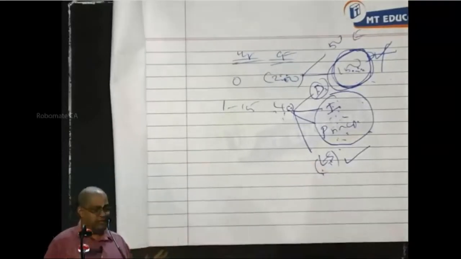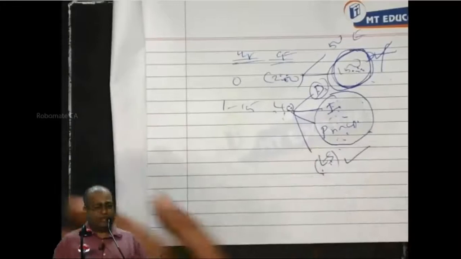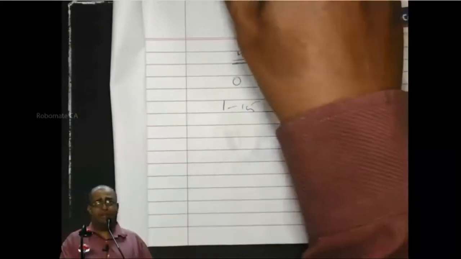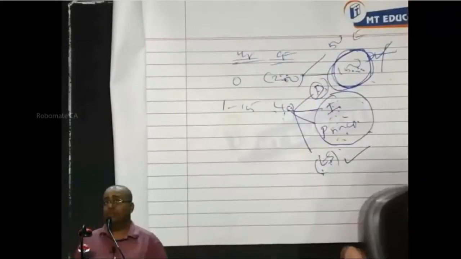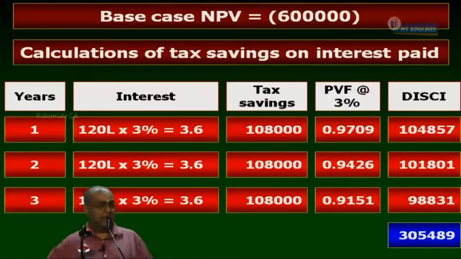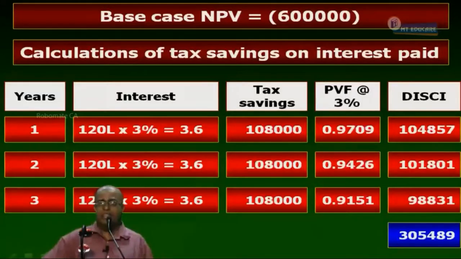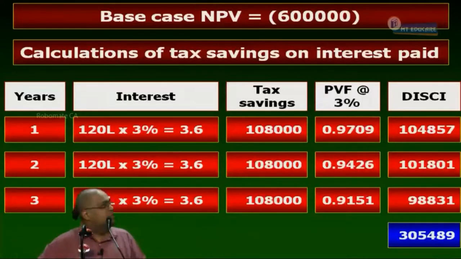With this, we complete this particular discussion. Have you all finished copying? Okay, copy the solution. We'll do the previous sum and then have elaborate notes regarding the base case and adjusted NPV concept. Please copy this quickly.